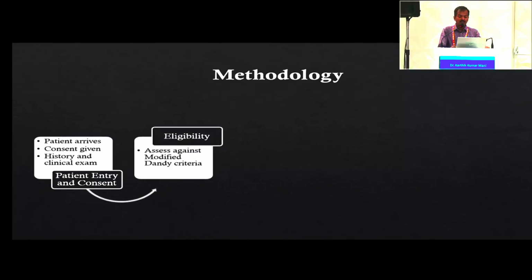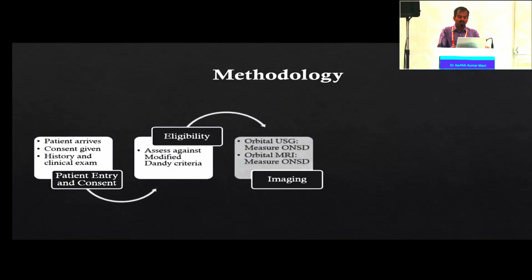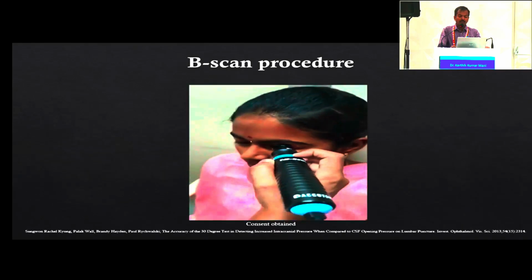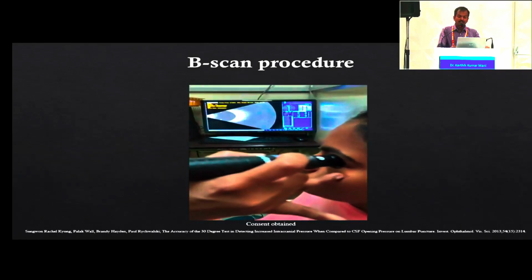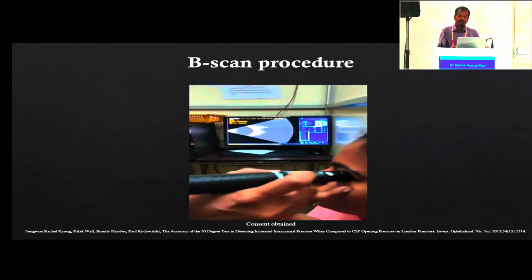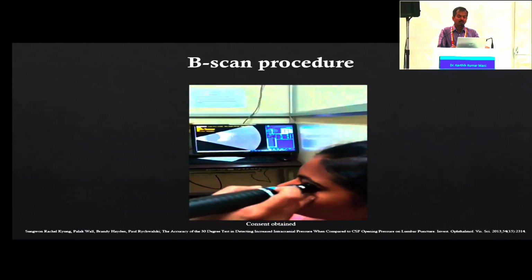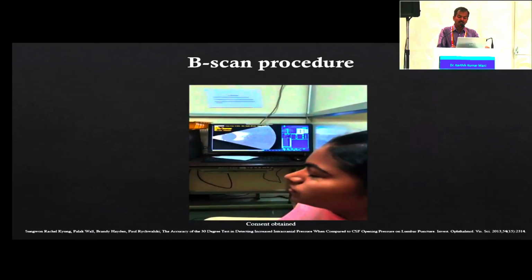This flow chart summarizes the investigation process, starting with patient consent and clinical evaluation, followed by eligibility assessment, followed by imaging with ultrasound and MRI, and CSF pressure measurement by lumbar puncture, and ongoing follow-up with ultrasound. In ultrasound B scan, optic nerve sheath diameter was measured at 30-degree lateral gaze during the axial scan, 3 mm behind the globe. Increased ICP is theorized to significantly increase the sheath width when the nerve is stretched.